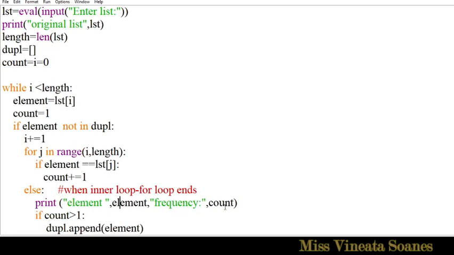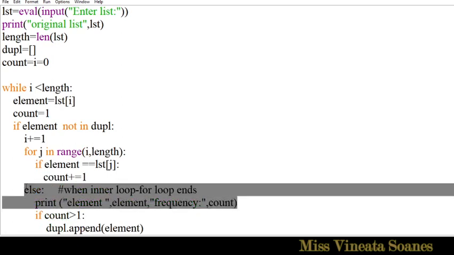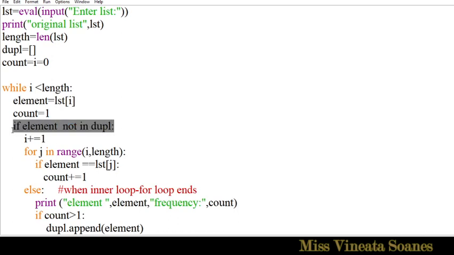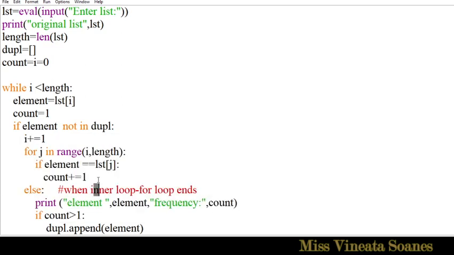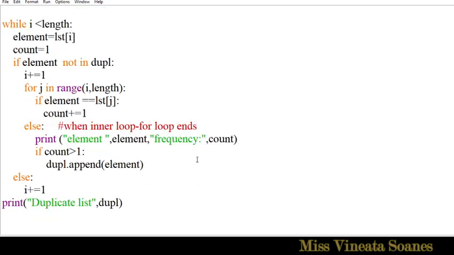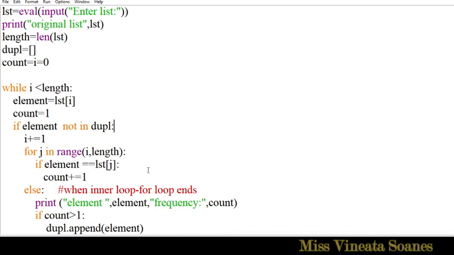But suppose this is true, it will do it. But if it is false, it will not do it. It will not do the counting or anything. So this part also will never be executed. Nothing will be done. So as I've said, our intention is just not to repeat the same number.